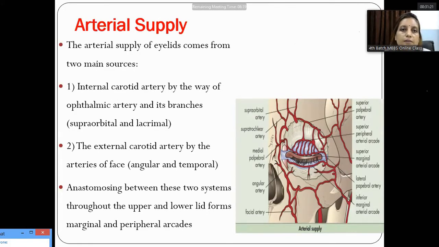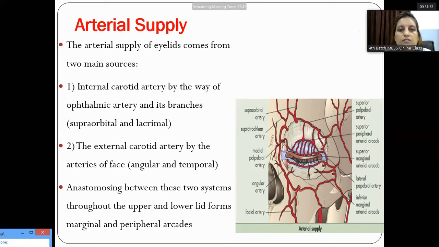So the arterial supply of the eyelids comes from two main sources: the internal carotid artery by way of the ophthalmic artery and its branches, and the external carotid by the arteries of the face, that is the angular and temporal. So the arterial supply is very important in the eyelid. It has a dual arterial supply, from branches of both the internal carotid artery and the external carotid artery.